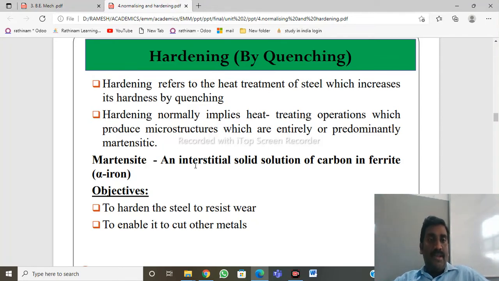What is meant by martensite? An interstitial solid solution of carbon in ferrite. We know, from the first class itself, what an interstitial solid solution is. How will it be? The atoms of the second element sit in between the atoms of the first material. That means the first material's atoms are present in the structure, and in between them the second atoms, like carbon, can be present. So this is an interstitial solid solution.